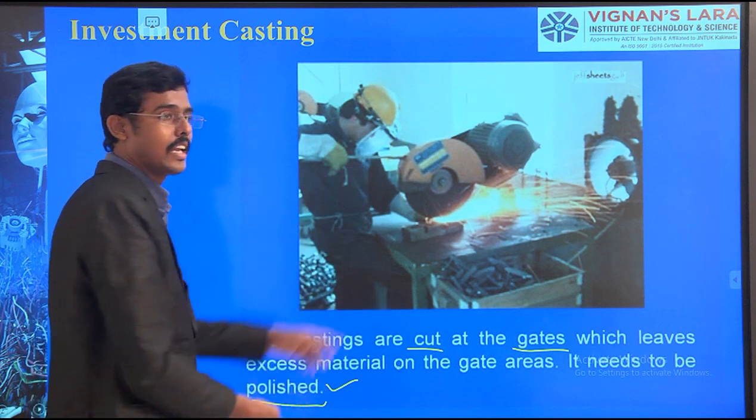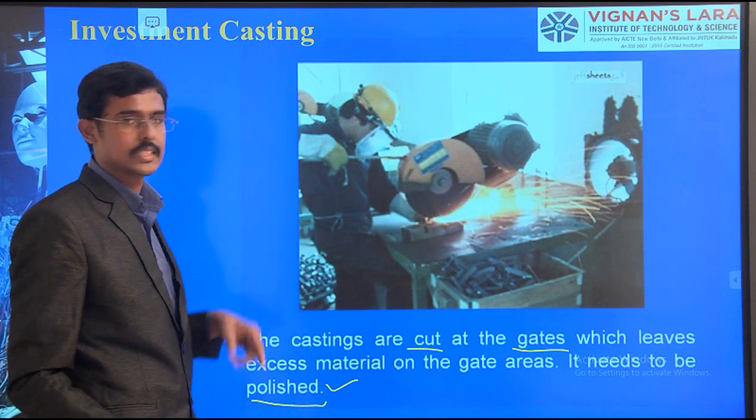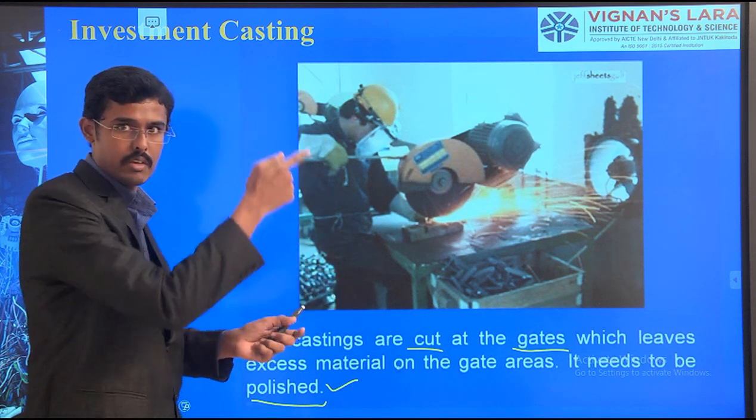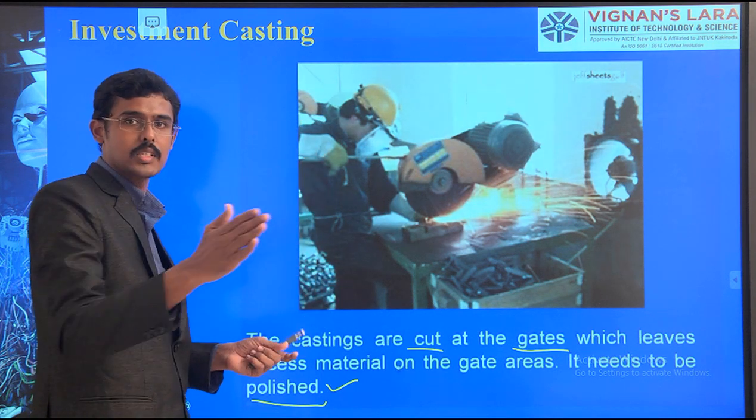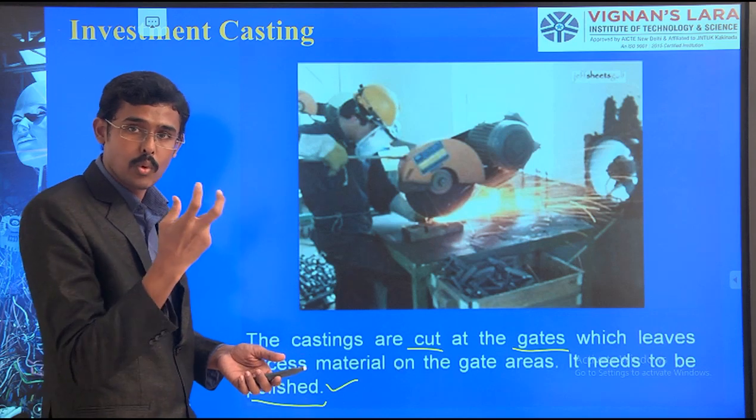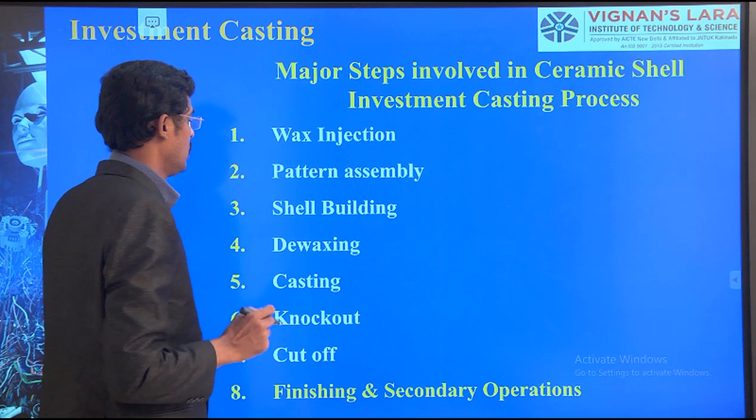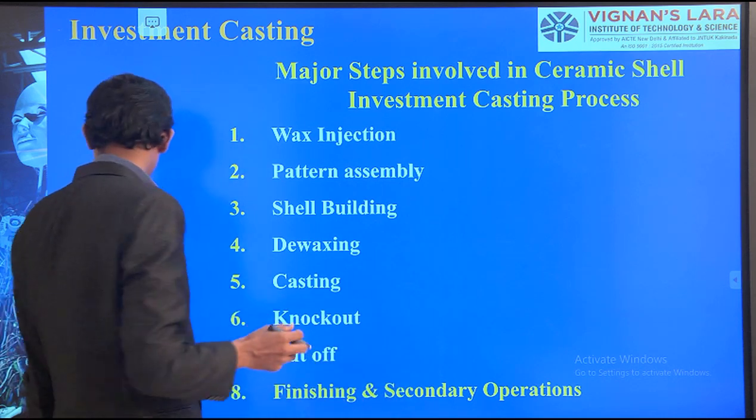We are using a grinding machine, a grinding setup, to cut each and every part. We have already seen in the pattern assembly that 5 parts are assembled. Each one is one golf head. Each golf head has to be cut separately. Right, the last one is the finishing and secondary operations.